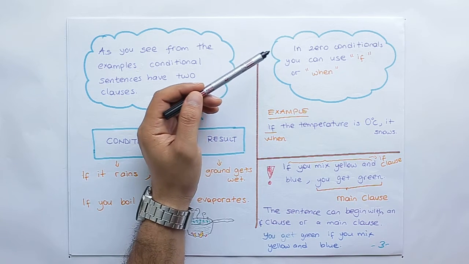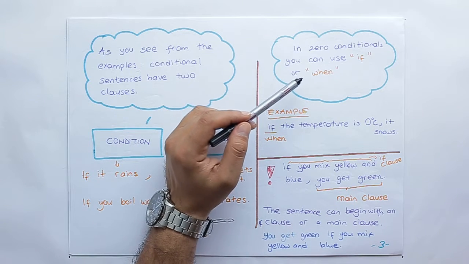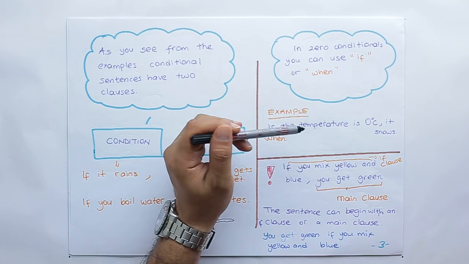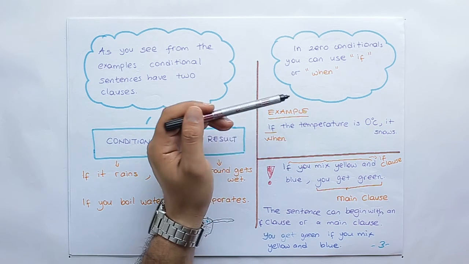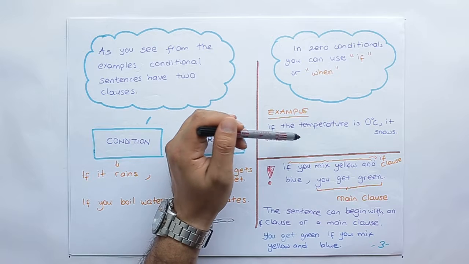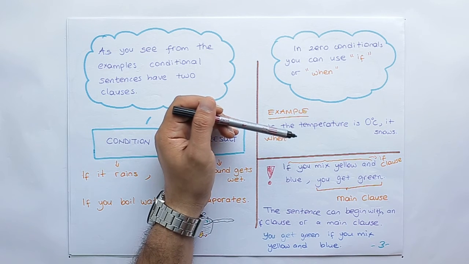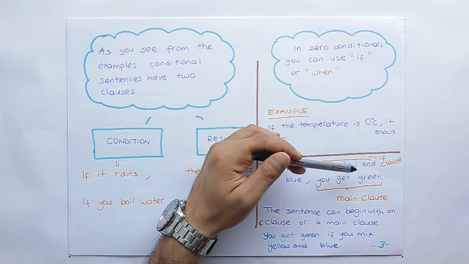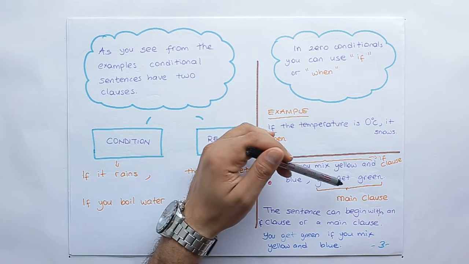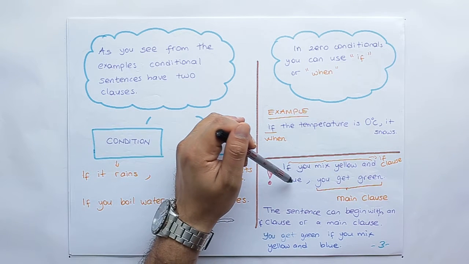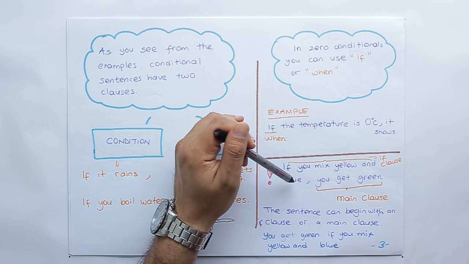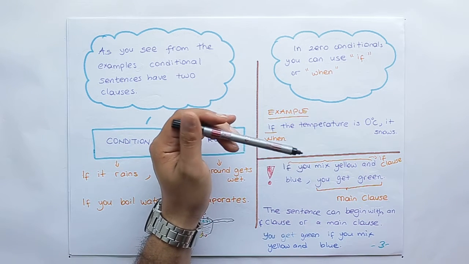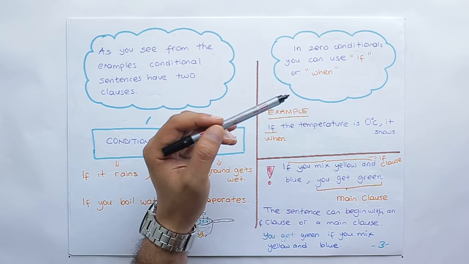In zero conditionals, you can use if or when. As an example, if the temperature is 0 centigrade, it snows. Or you can replace it: when the temperature is 0 centigrade, it snows. Or if you mix yellow and blue, you get green. This is the if clause section, if you mix yellow and blue, and the main clause is the you get green section, okay? That is the main clause sentence.